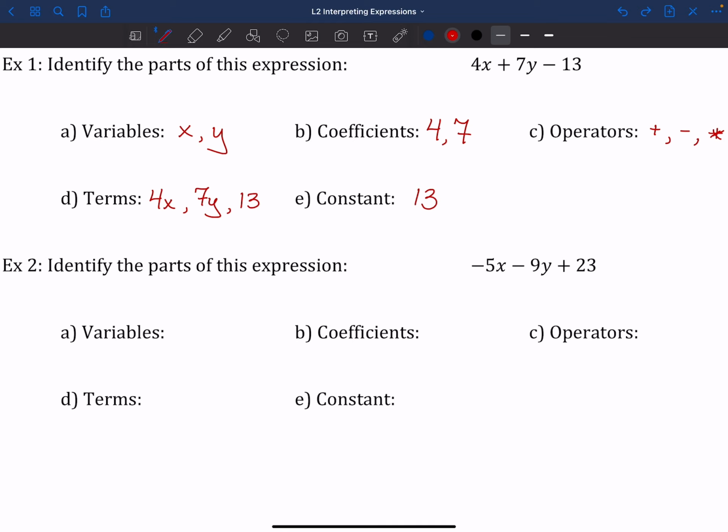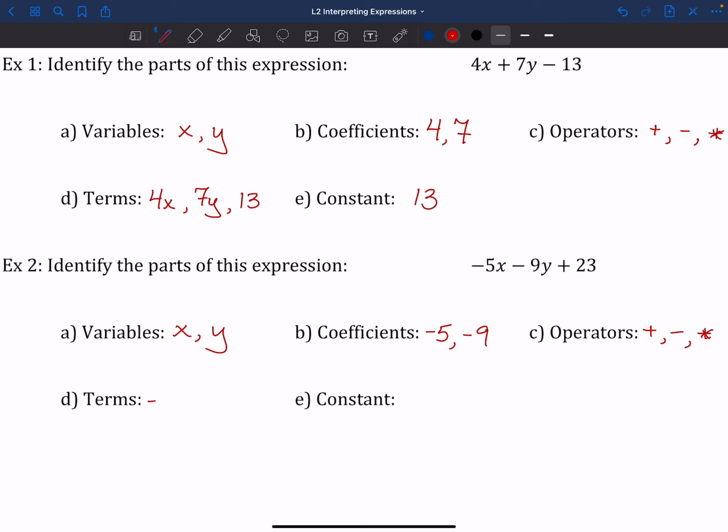So hopefully you gave it a go. We've got variables, an x and a y, same thing as before. My coefficients, and again, this is like what we were just talking about with the 13, you could call them 5 and 9. We could also call them -5 and -9 that are attached to those variables. Again, either way is all right. On this, we've got a plus, we've got a minus, and then again, we've got that hidden multiplication going on with those coefficients. We've also got some terms.